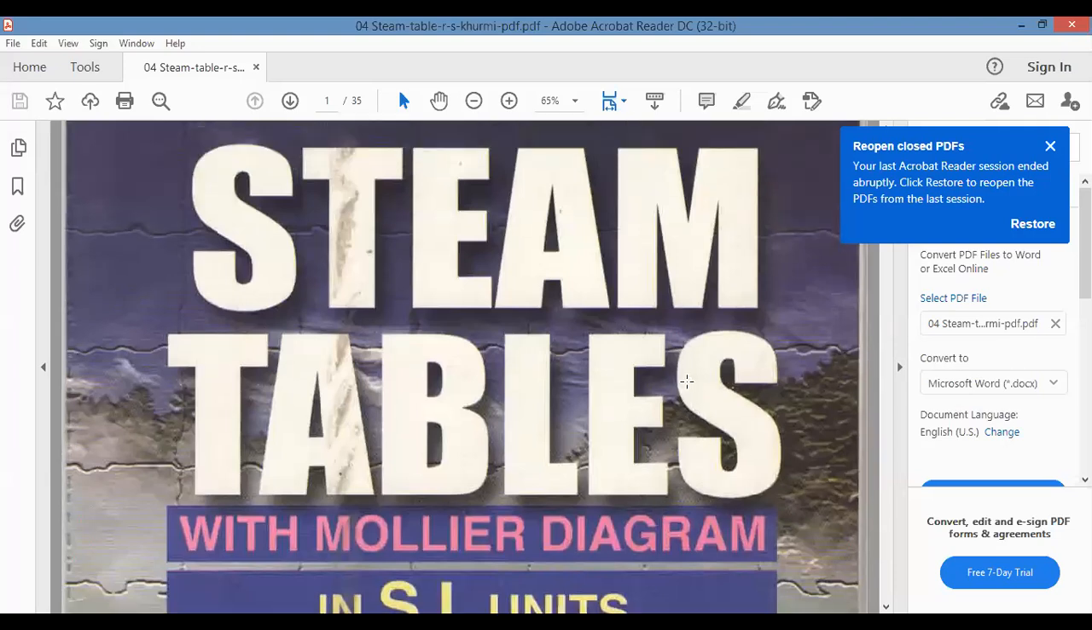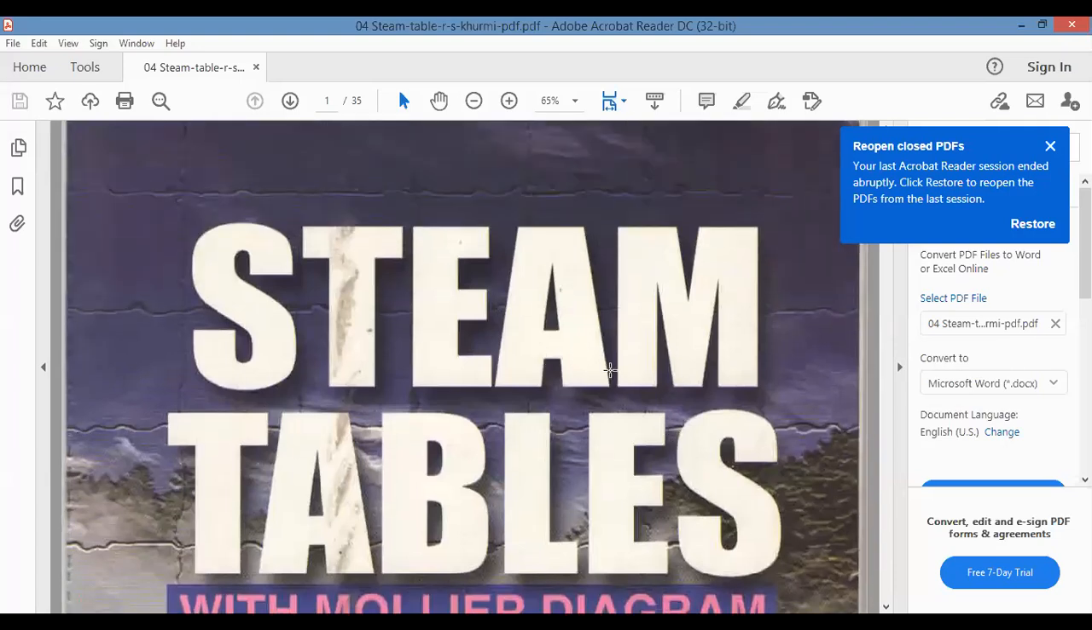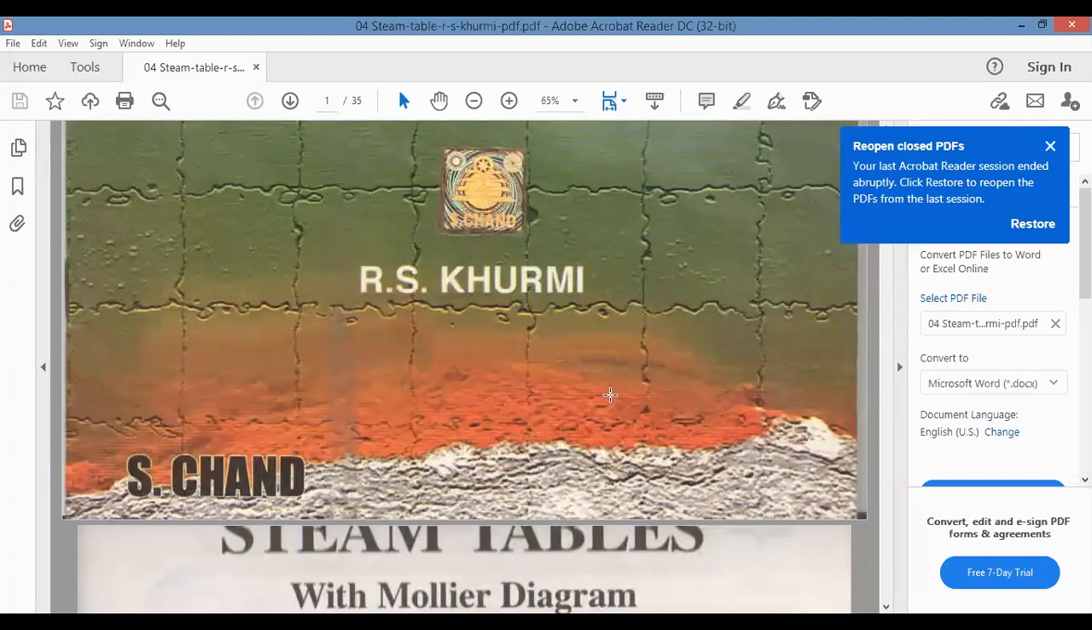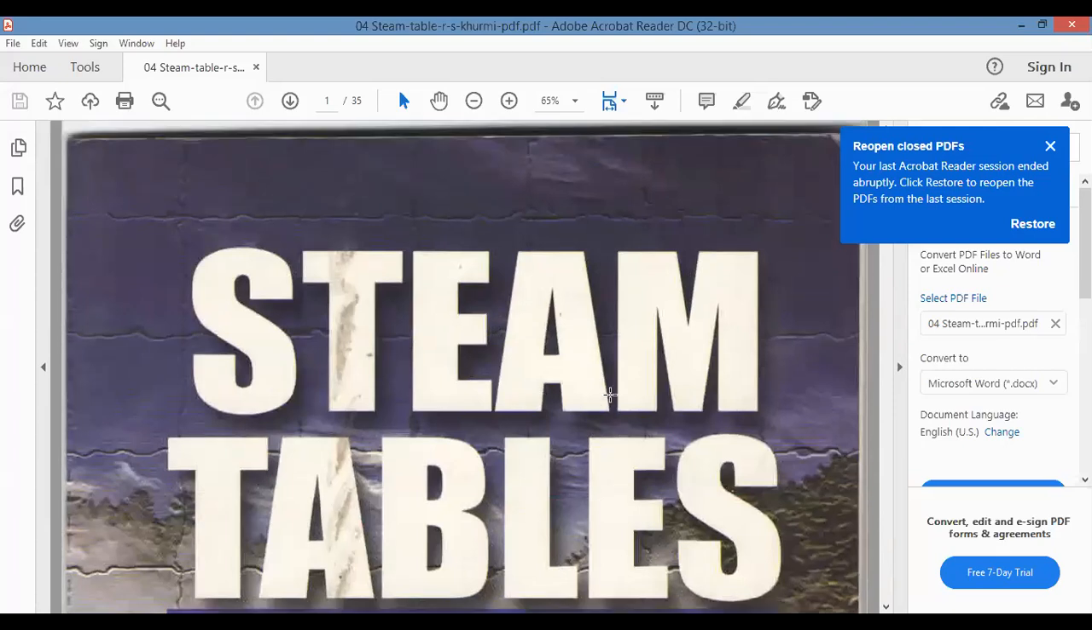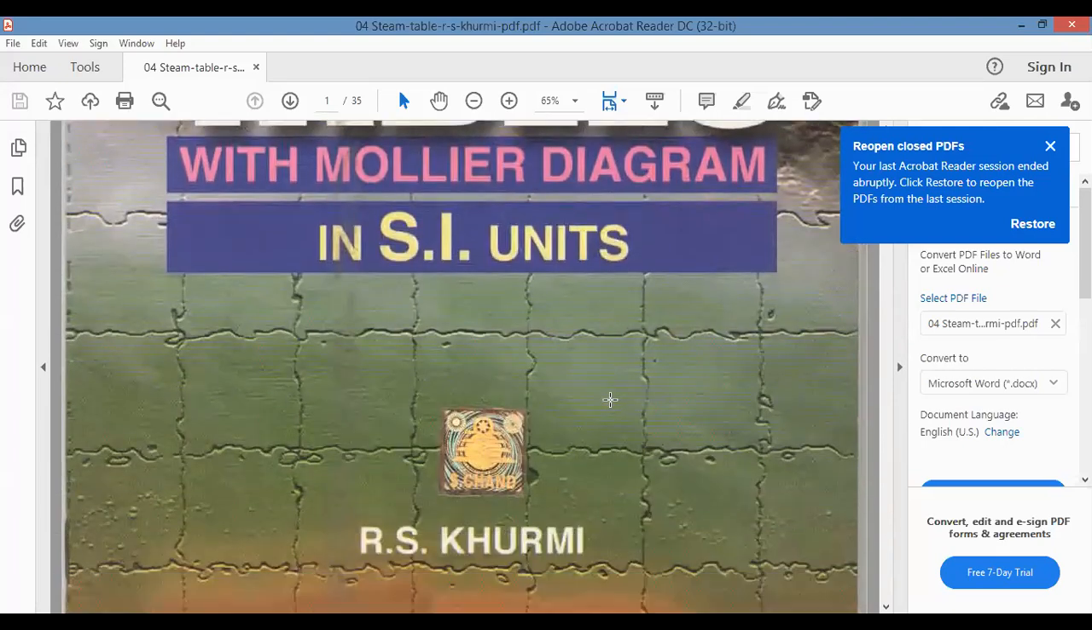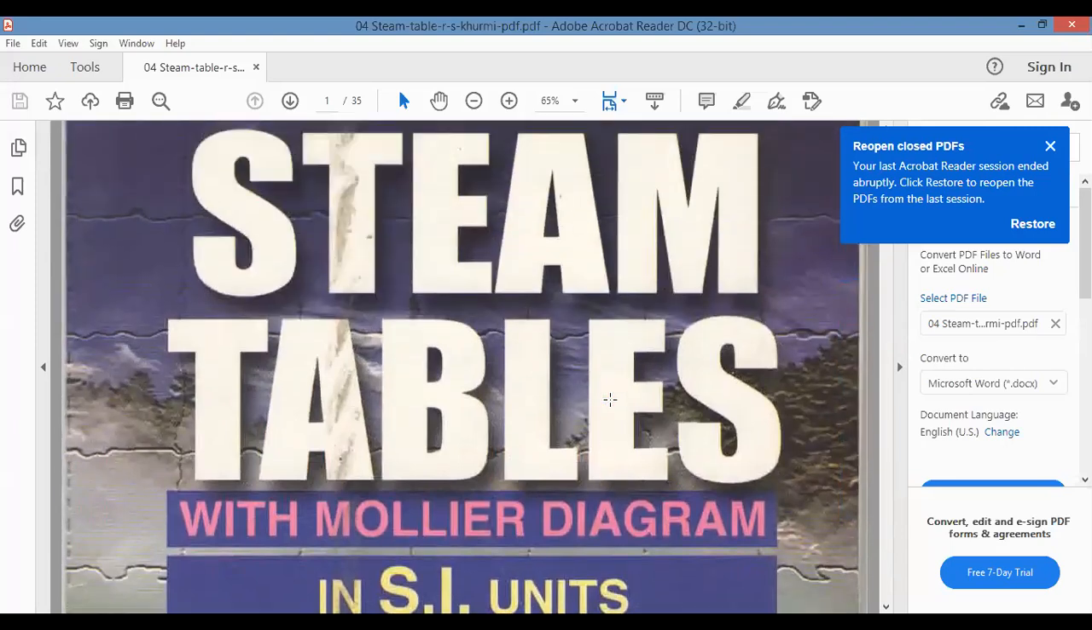You can use any steam table, but I have taken an example of a steam table published by R.S. Khurmi, S. Chand publication. If you look at the steam table, you'll find that steam tables are available in different units, but we would be using the steam tables in SI units with the Mollier diagram.